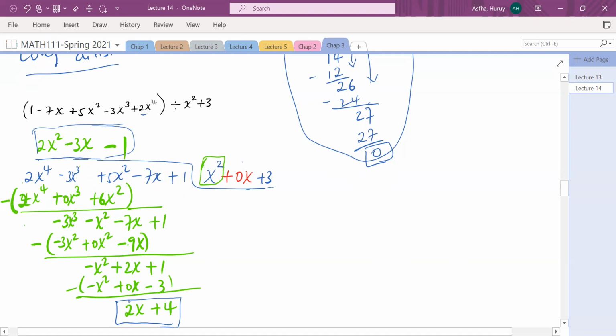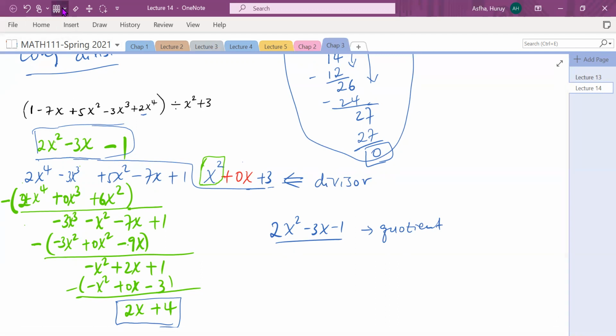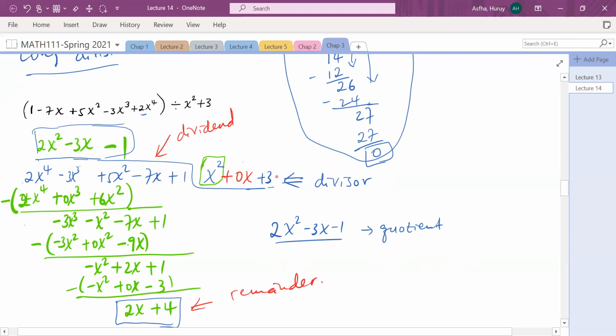Therefore, we can say this number is 2x squared minus 3x minus 1. This is the quotient. And this is the divisor. And this number by itself, the big number, is the dividend, and this is the remainder. Okay, so these are the four different terms.